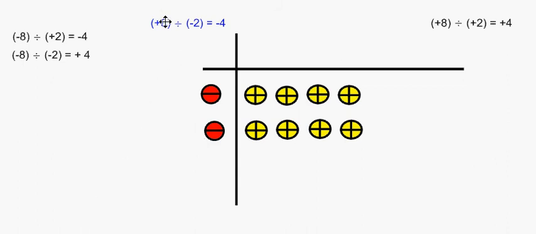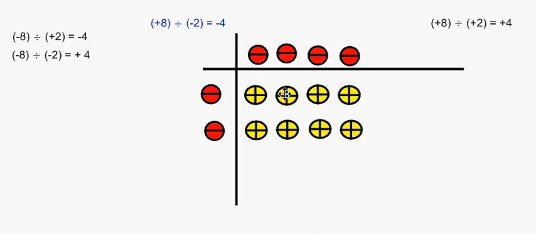If our question becomes positive 8 divided by negative 2, my array would look like this. I have positive 8 divided by negative 2, and I want to find out what has to go on the top. Well, on the top I need to have 4 columns, so I know I'm going to have 4 circles, but what color would they have to be? If I left them as yellow or positive, that really wouldn't work because I know I have 4, but because I have one of my factors as being red, it means the opposite of, that means I need to do a flip. And if I flip this, I wouldn't end up getting positive 8.